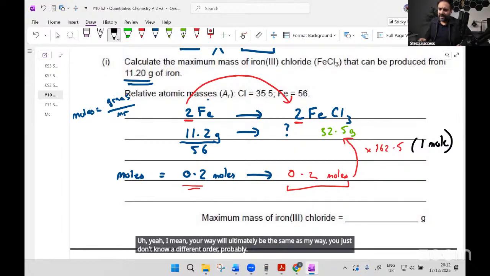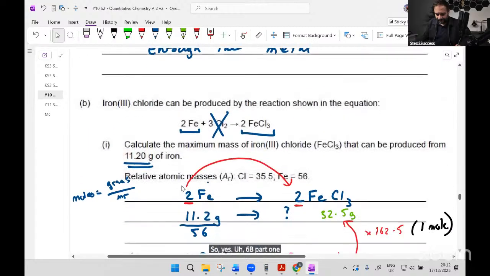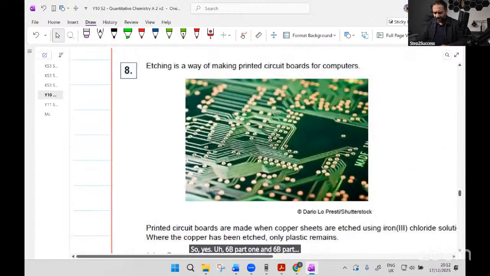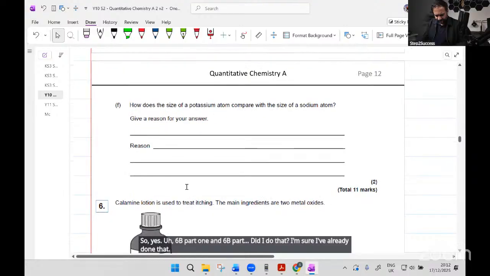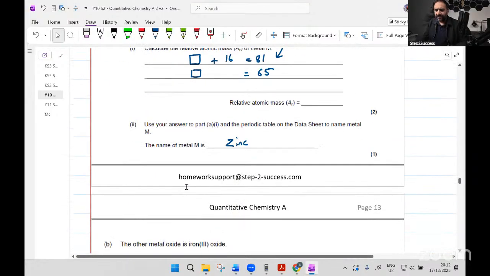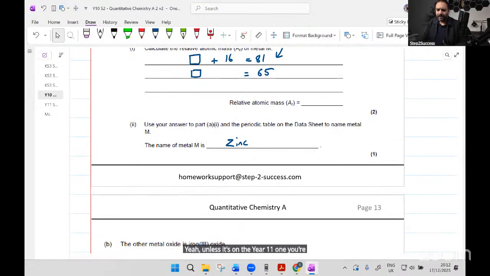So yes. 6B part one and 6B part two. Didn't I do that? I'm sure I've already done that. Yeah, did that. Unless it's on the year 11 one you're talking about, you have to tell me.